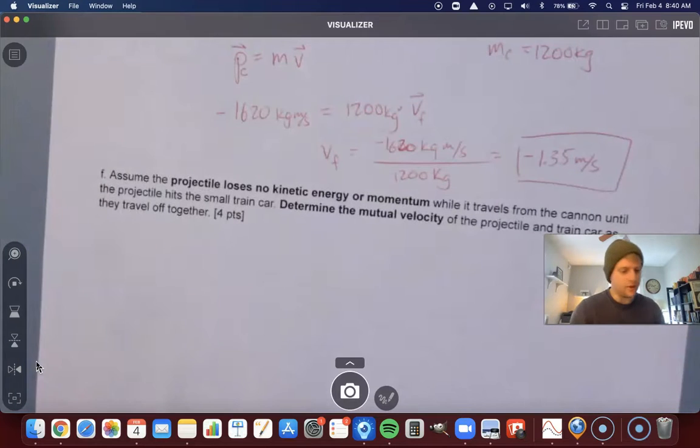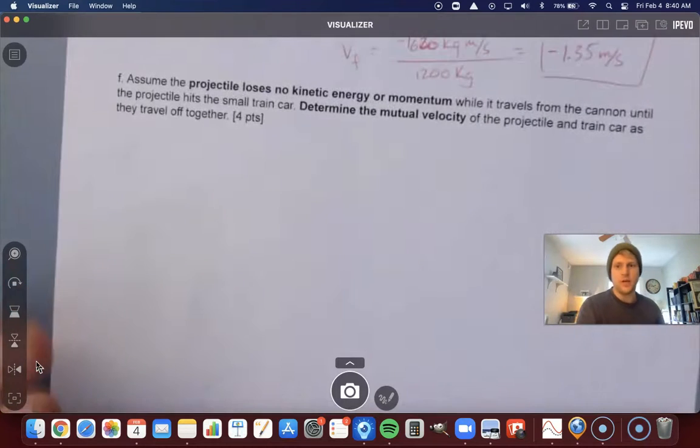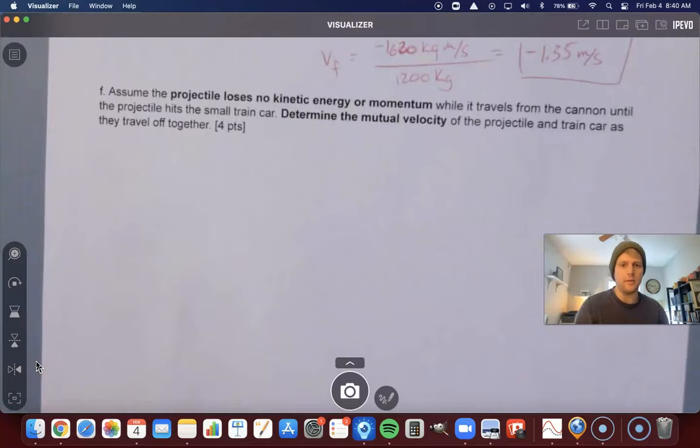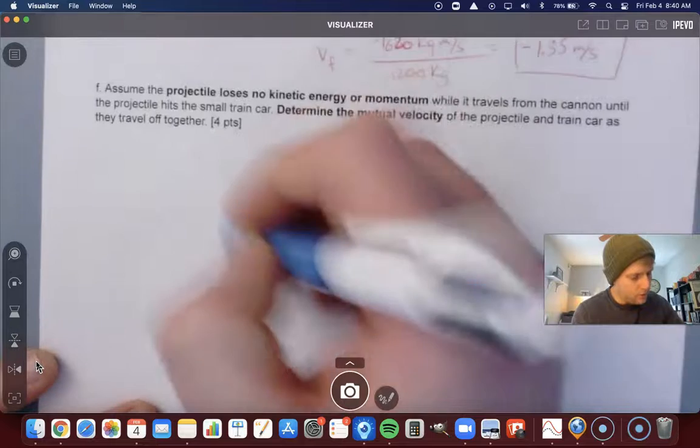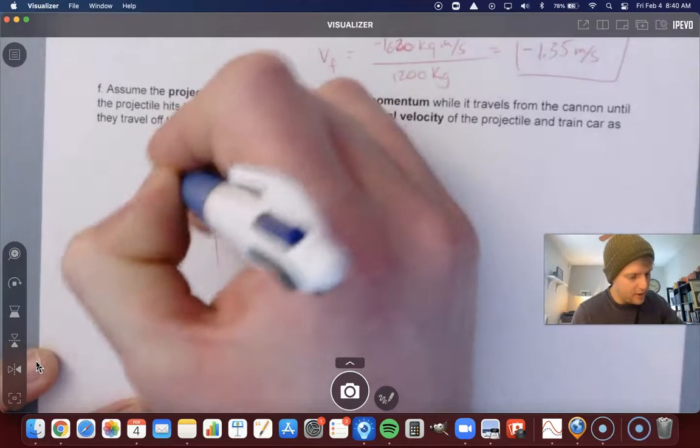And then let's move on to the last question. It says, assume the projectile loses no kinetic energy or momentum while it travels from the cannon. I mentioned that earlier. We have to assume this is all a 1D ideal situation just because we're not equipped to do much more than that. While it travels from the cannon until the projectile hits the small train car, determine the mutual velocity of the projectile and the train car as they travel off together. So we can ignore the beginning of the question. It's over here, at the beginning.